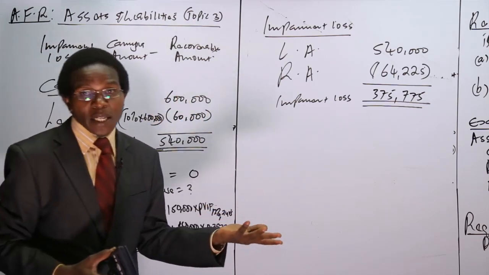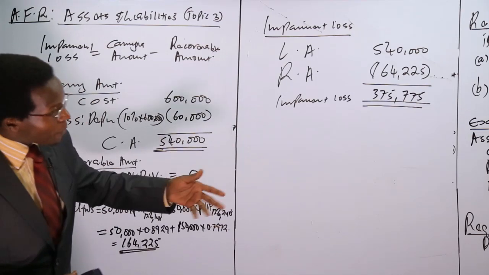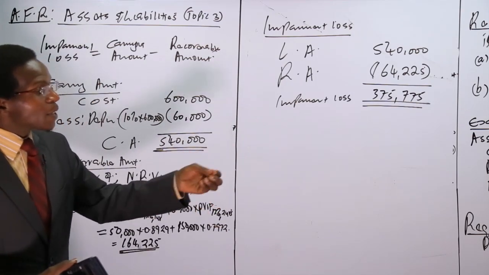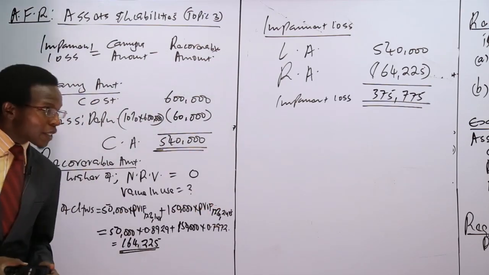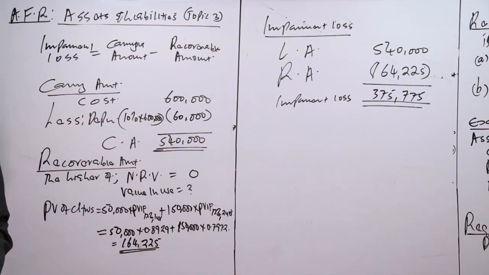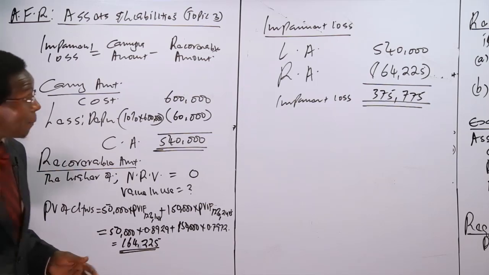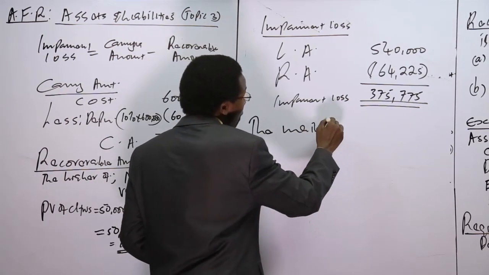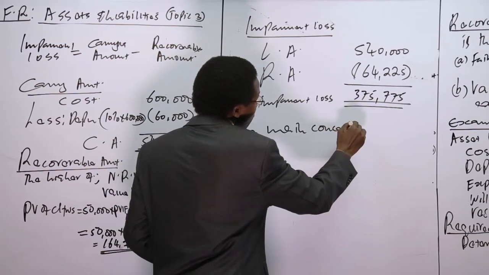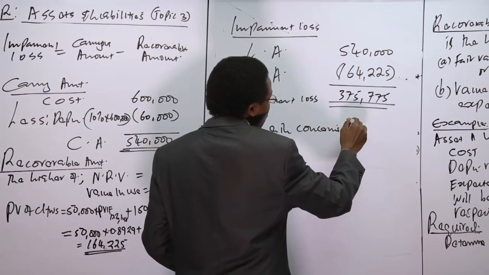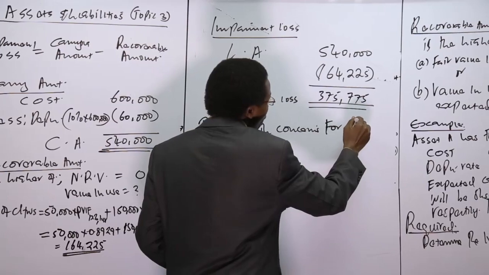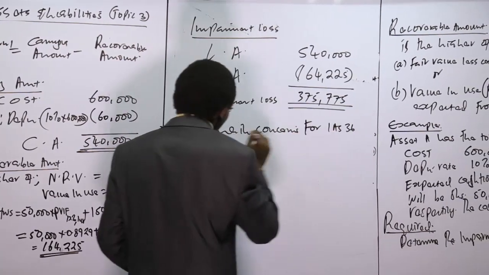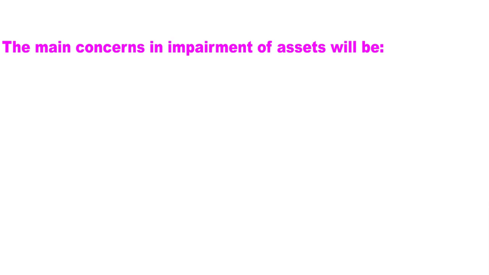no problem in determining the net realizable value, but determining the value in use is simply the present value of the expected cash flows from that particular asset. Now the main concerns for IAS 36. The following are the main concerns for IAS 36.